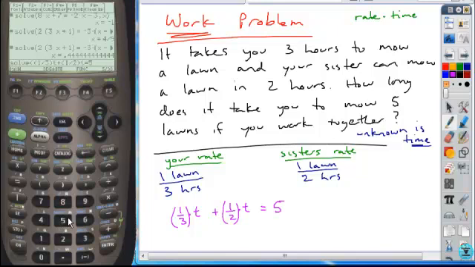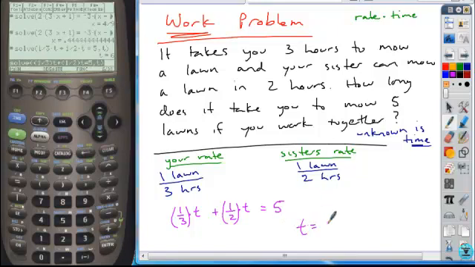And what is it that I'm solving for here? T. So comma t, close off my parentheses. And then when you hit enter, it's going to give me my answer in fraction form or rational form. I wind up seeing that it's going to take a total of 6 hours.